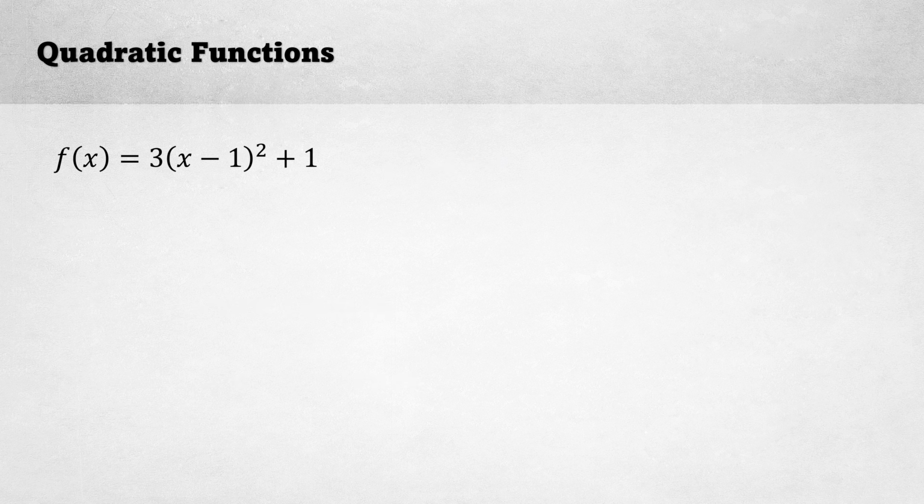Let's look at this quadratic function. Since it is in vertex form, we can identify the vertex of the parabola. So the vertex is at 1, 1. And a is positive, so the parabola opens up.